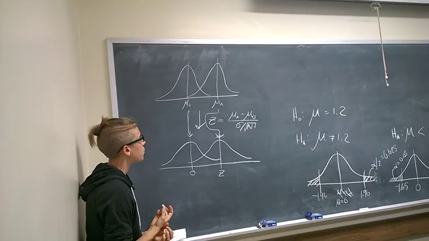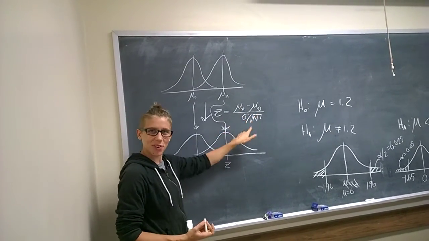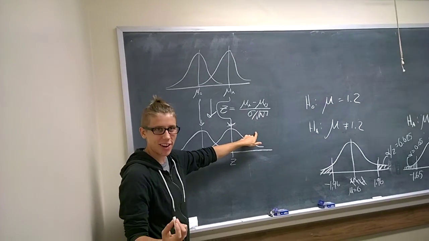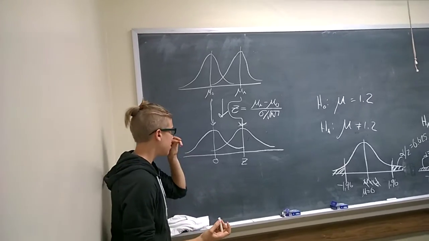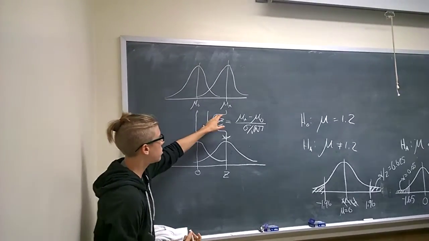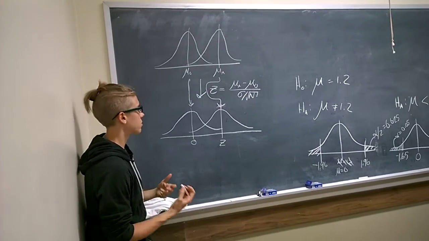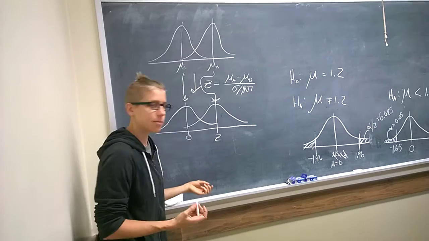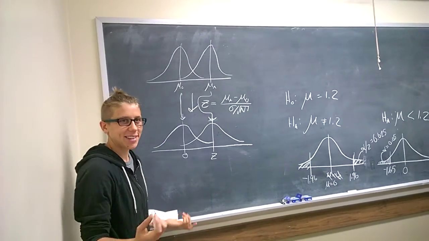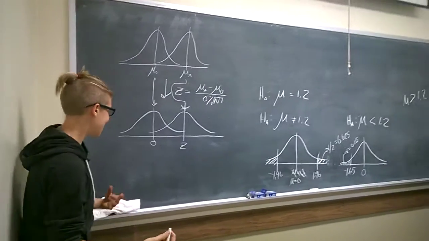You're not worried about actually calculating it out. Well, I mean, you could: mu0 minus mu0 divided by the standard error, and you get 0. But since you're going to get mu a, you just put mu0 as 0. So that actually is more simple than it sounds. It's nice when things are less complicated than they seem.